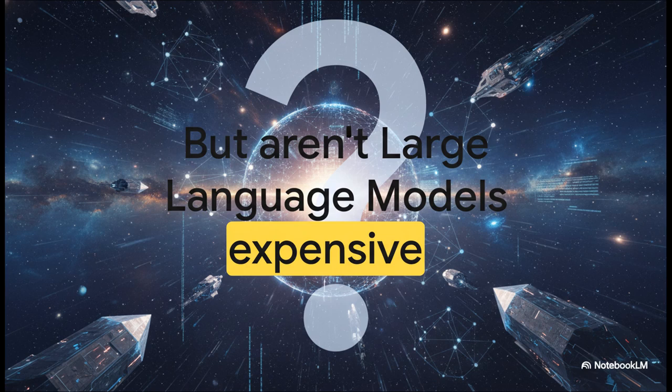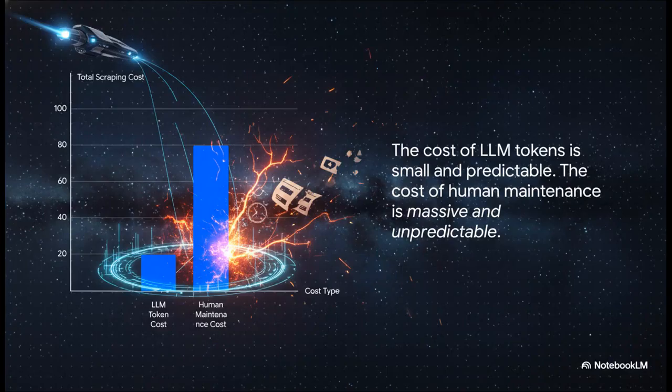Okay, let's just tackle the elephant in the room. This is the number one question I get. But isn't running these large language models really expensive? And you know what? It's a fair question. API calls cost money. But is it expensive? Well, that really depends on what you're comparing it to. See, the cost of LLM tokens is a small, predictable operational expense. It scales linearly with your usage.